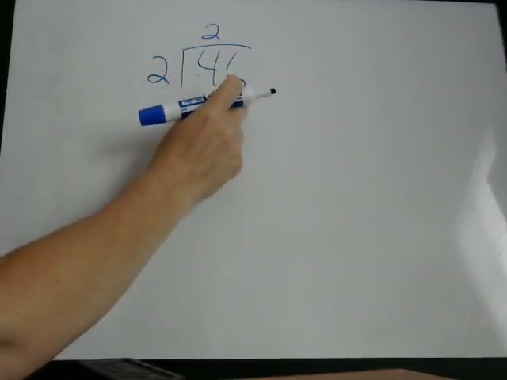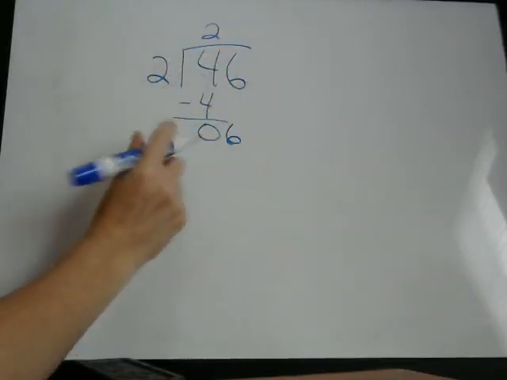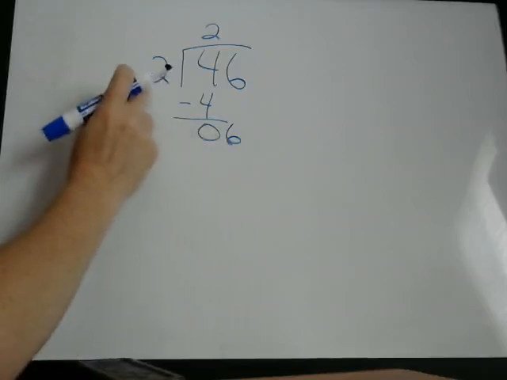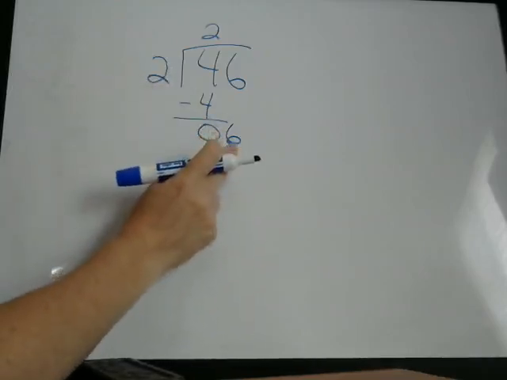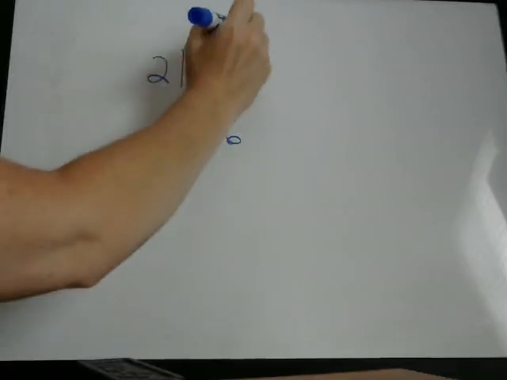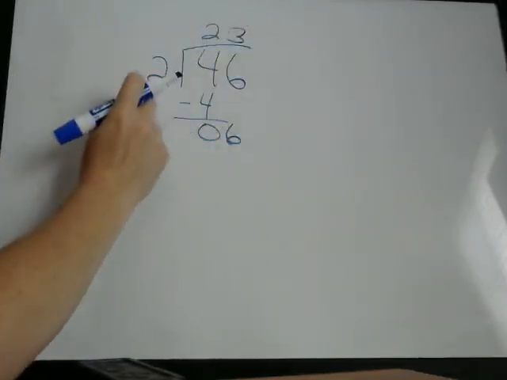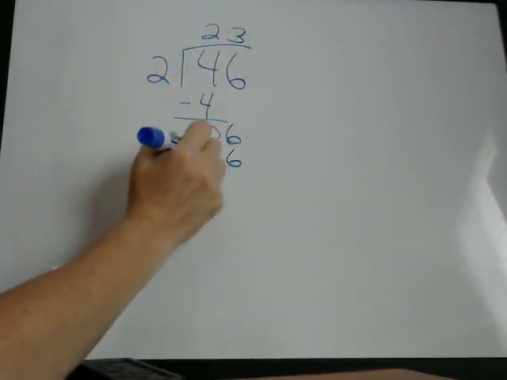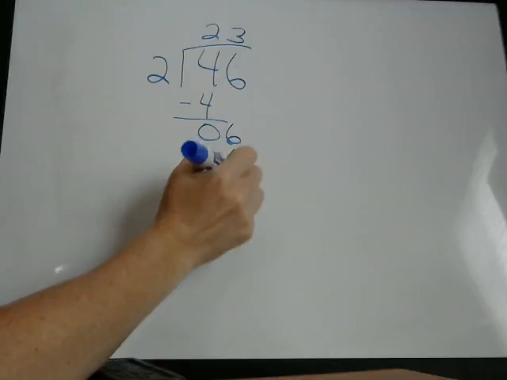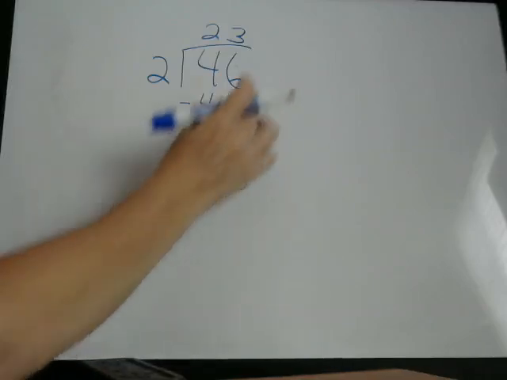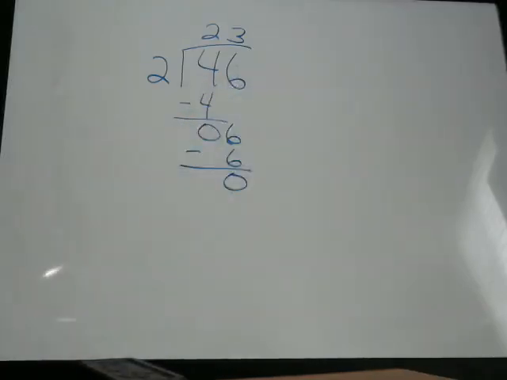We still have a number over here, so we're going to bring that down. Now we're going to look down here. How many times does 2 go into 6? It goes into 6 3 times. So above the 6, we write 3. Then we do a multiplication. 3 times 2 is 6. We write that number down here, and we do a subtraction. 6 minus 6 is 0. We don't have any more numbers, so we're done.